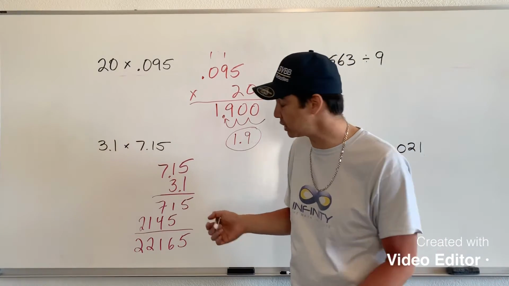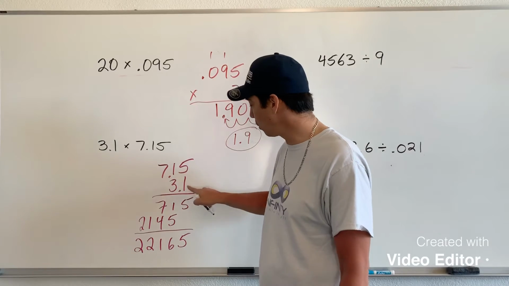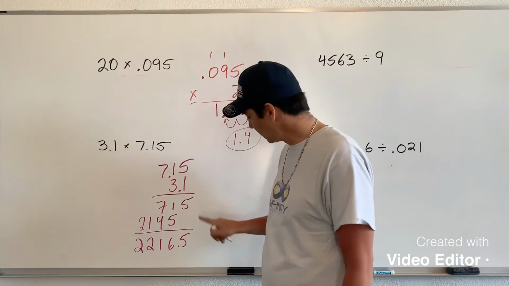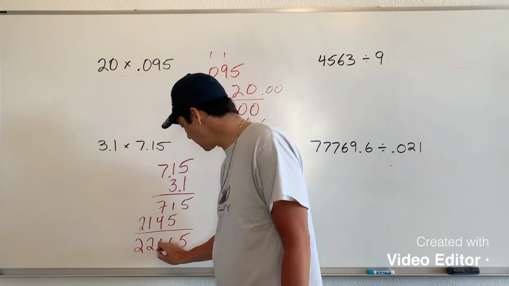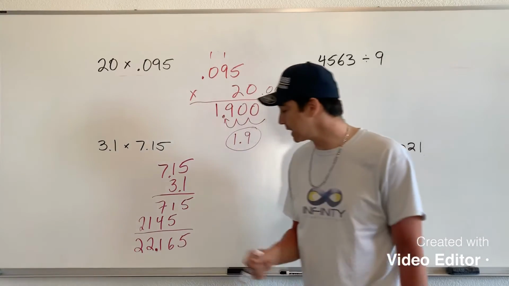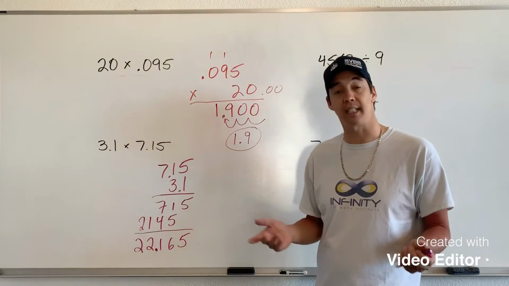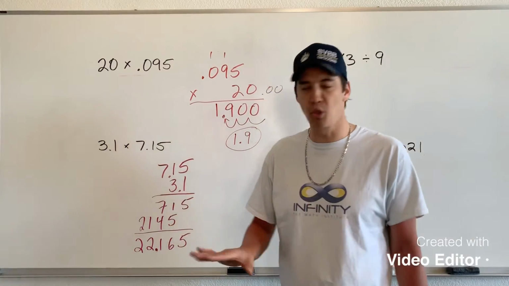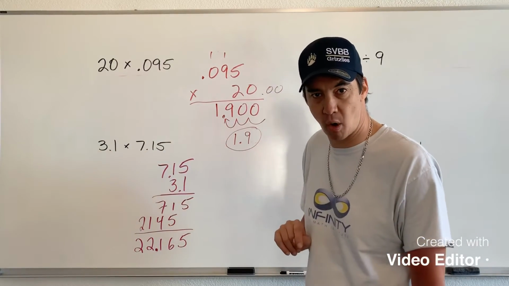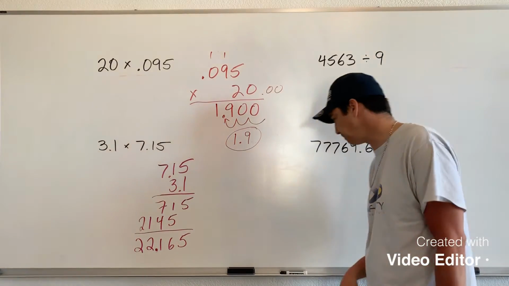But that wasn't the question. The question, the factors contained 1, 2, 3 decimal places. So I move it over 1, 2, 3 decimal places. And I get 22 and 165 thousandths, or like I like to say, 22.165. Multiplying, super easy. Multiply as if they're whole numbers, count the decimals in the question, apply them to the answer.